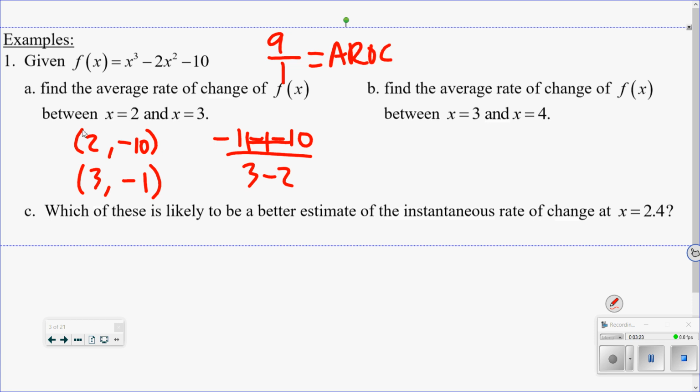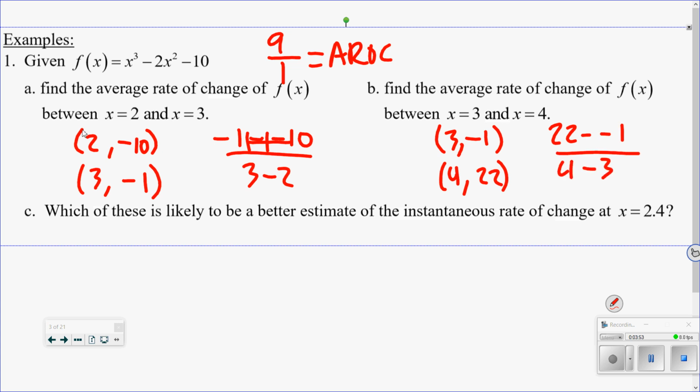Okay, find the average rate of change of f of x between 3 and 4. Well, when x equals 3, we already have the y coordinate, right? It's 3, -1. Let's find out what y is equal to when x equals 4. So plug 4 back in there. 4 cubed is 64. Let's see, 4 squared is 16, times 2 is 32. So 64 minus 32 is 32. Minus 10, so I think we end up with 22 there. Okay, let's find the average rate of change. So y minus y, 22 minus -1 over x minus x. Well, again, that changes to a plus. We end up with 23 over 1, or 23. That's the average rate of change.